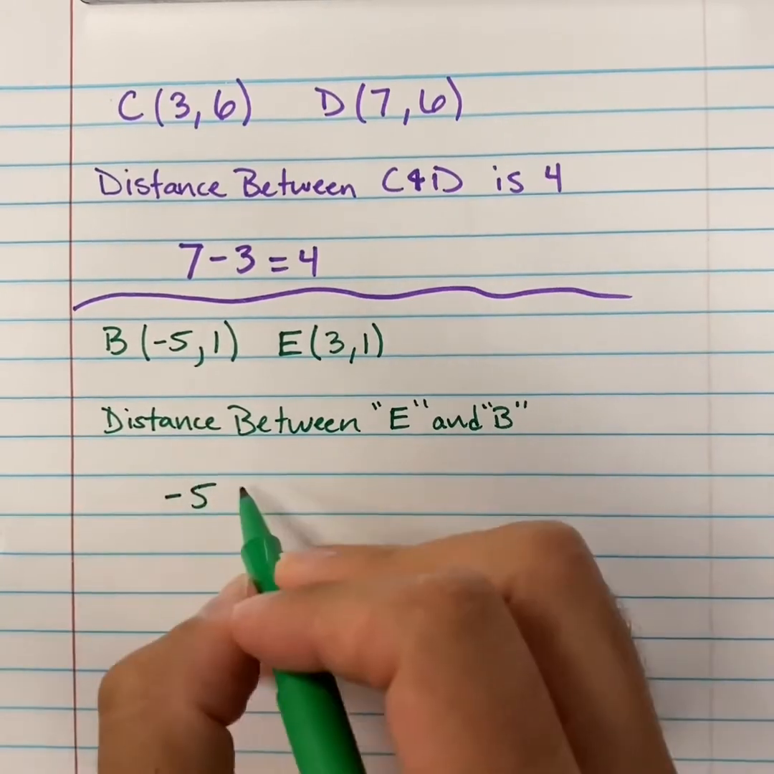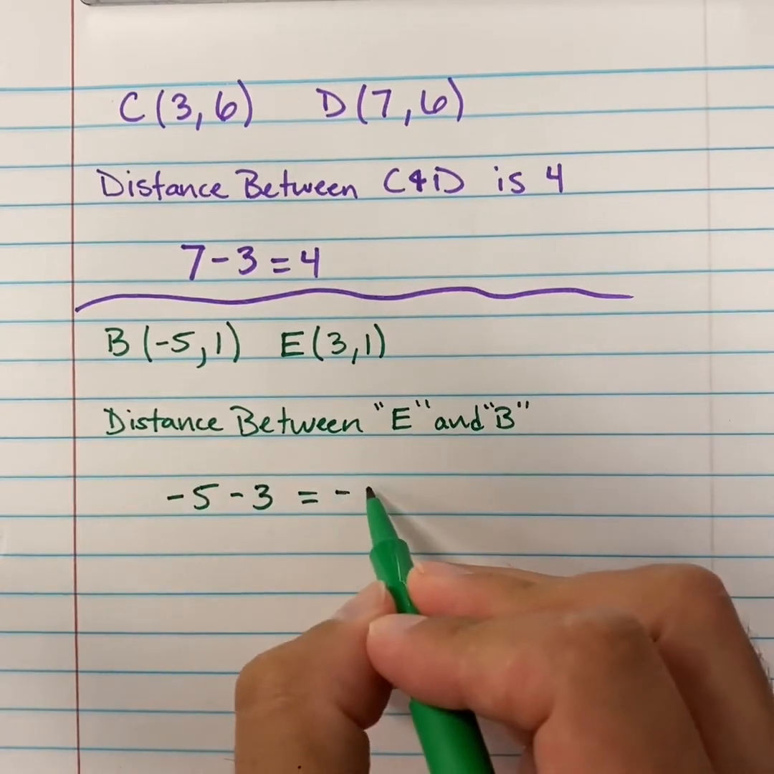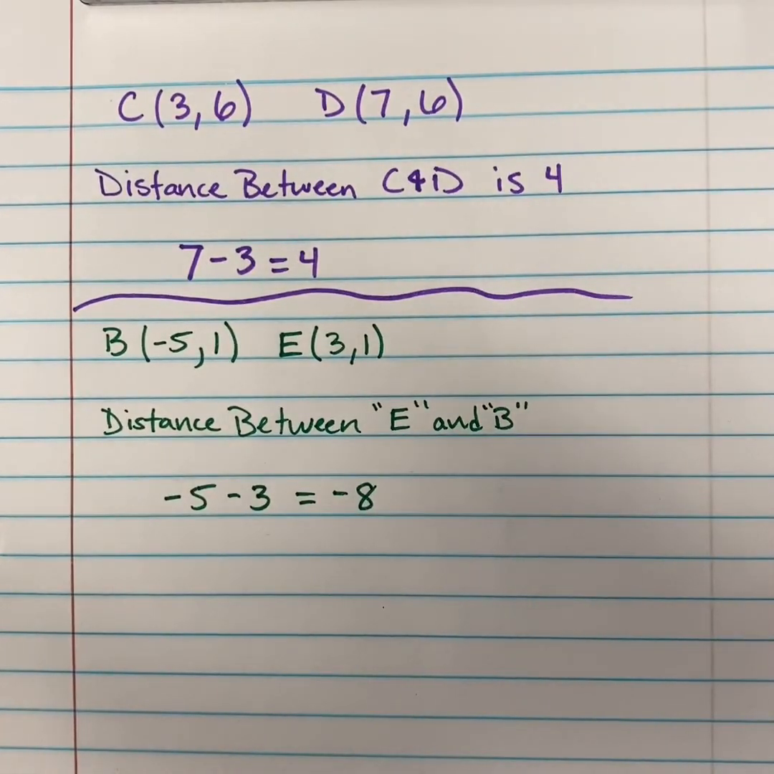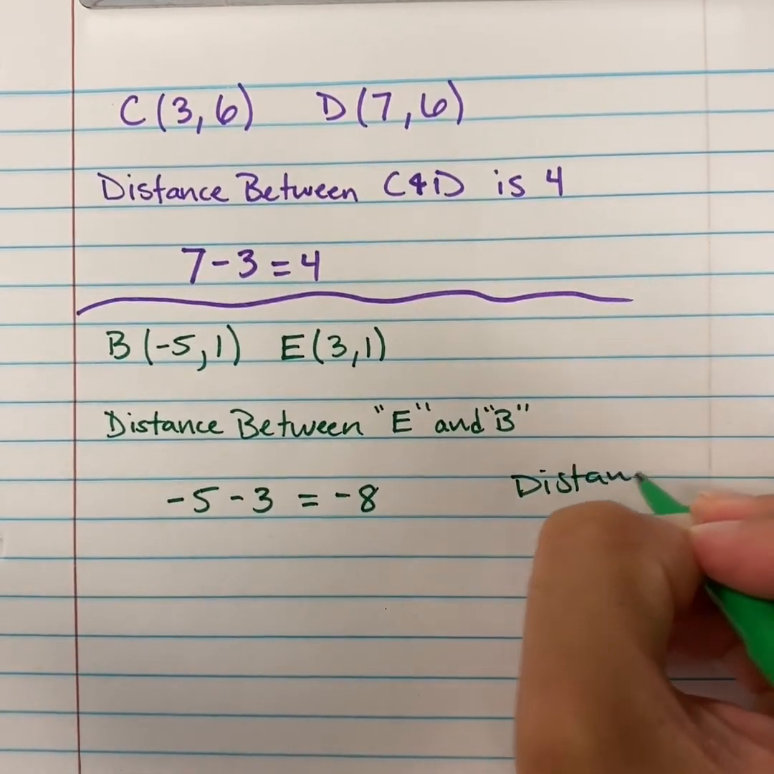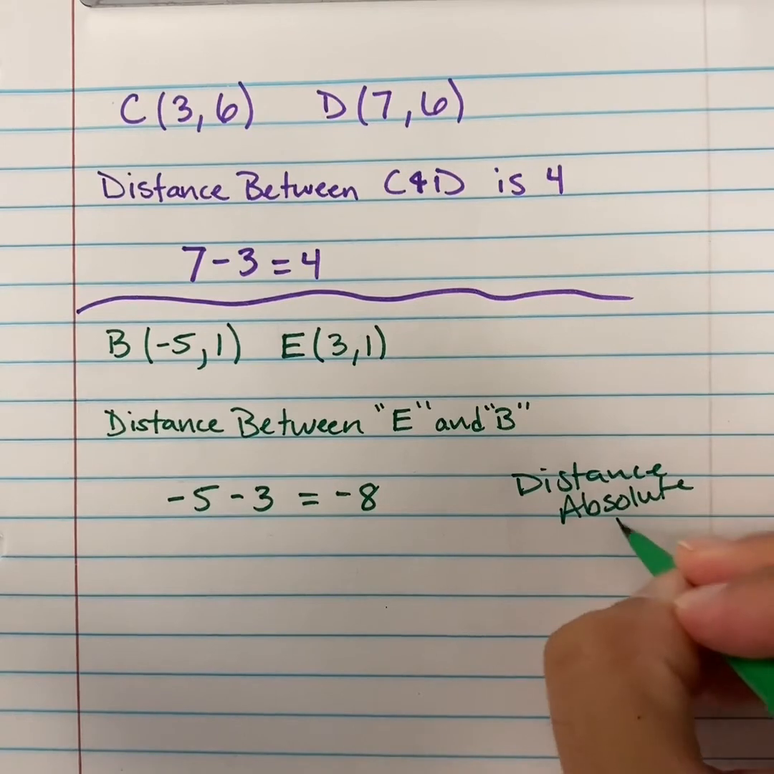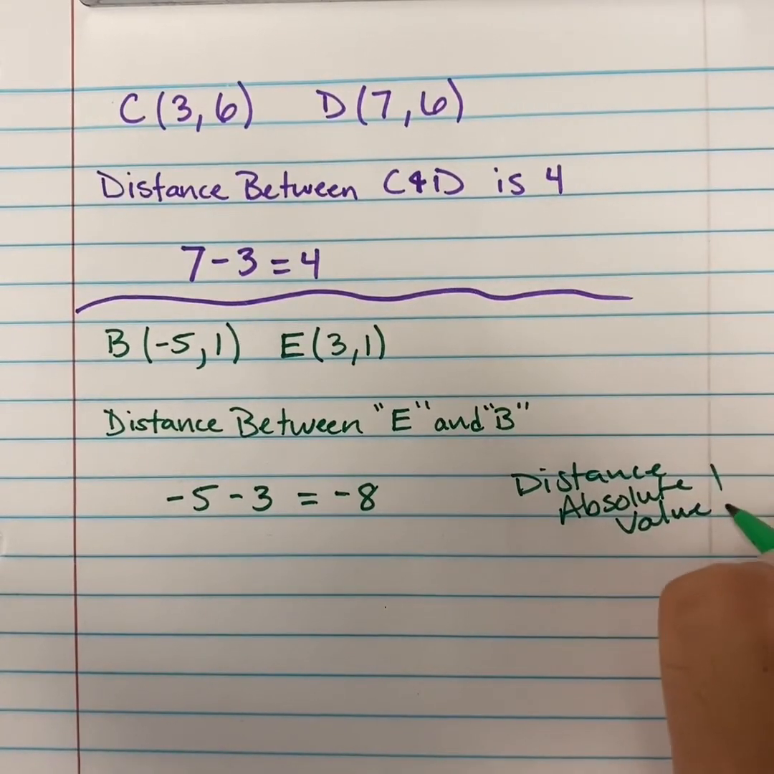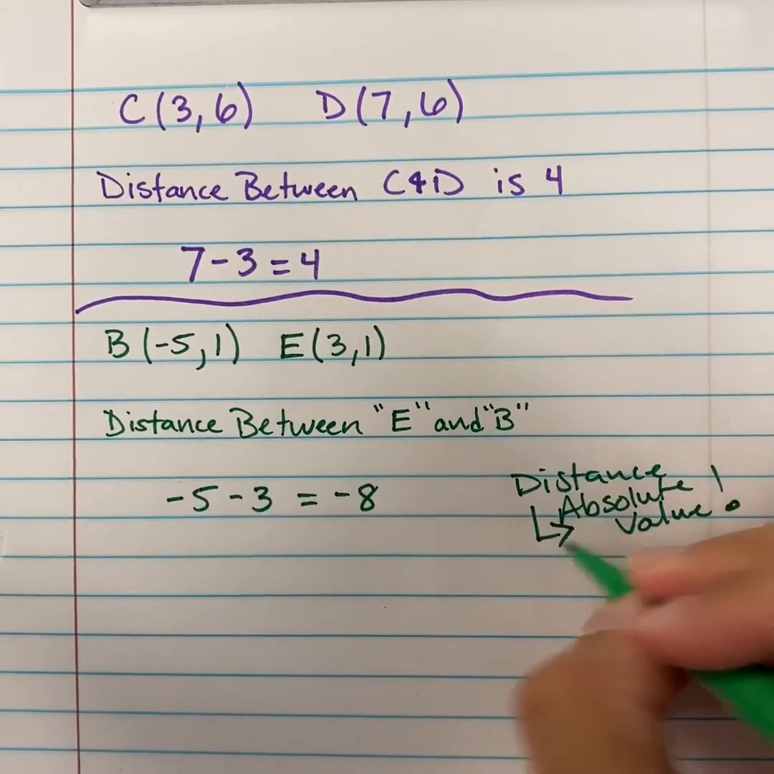We cannot just simply subtract 3 from -5. If we were to take -5 minus 3, this would actually equal -8. We do not have a distance between these points of -8. That would be the absence of 8 units, whatever units you are using, between these two points. It just does not make sense logically. And that's why, when we talk about distance, we need to use absolute value.